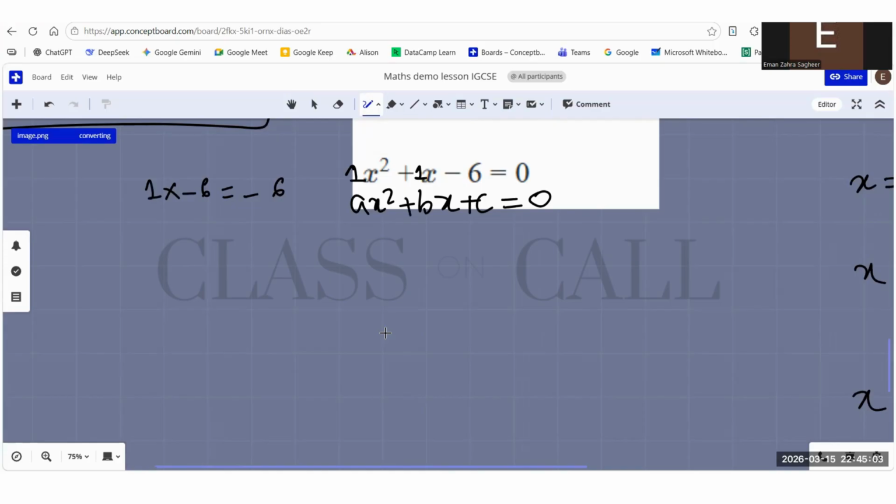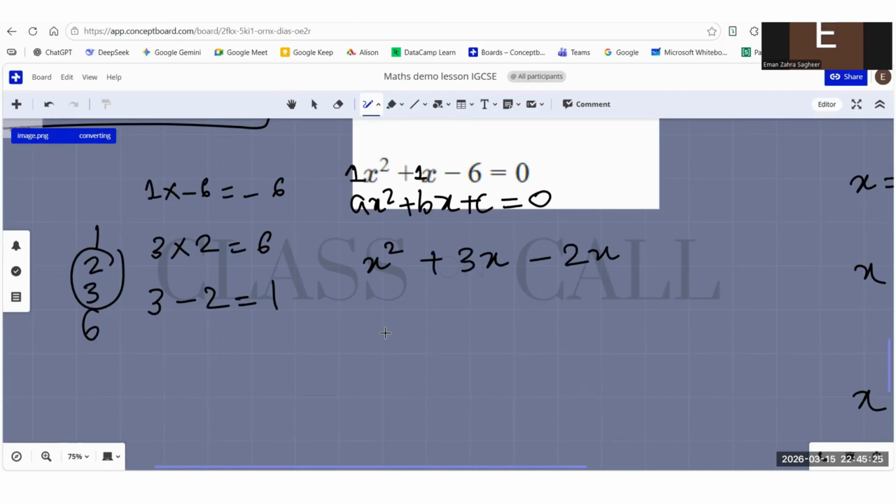So let's see, the factors of 6 are 1, 2, 3, and 6. So I'm going to use 3 and 2. 3 times 2, that's 6. And 3 minus 2, that's going to give me 1. So I've got two factors, that's 3 and 2. So that's going to be x squared plus 3x minus 2x, because if you do plus 3x minus 2x, you will get x, which is here, plus x. So plus 3x minus 2x minus 6 equals 0.